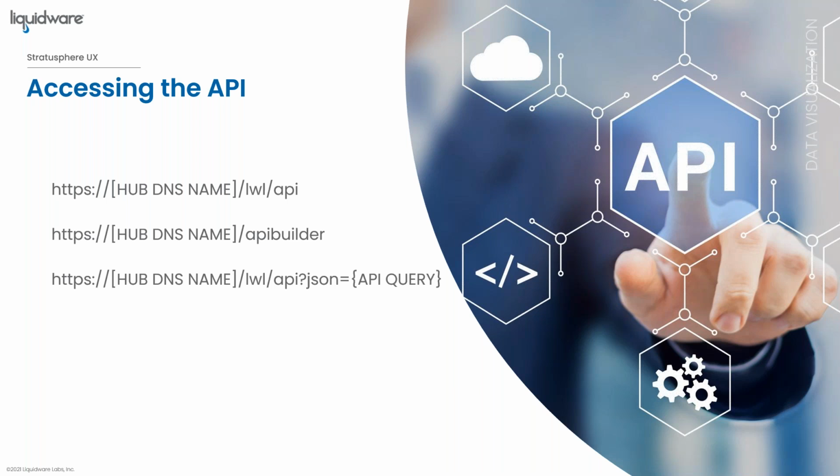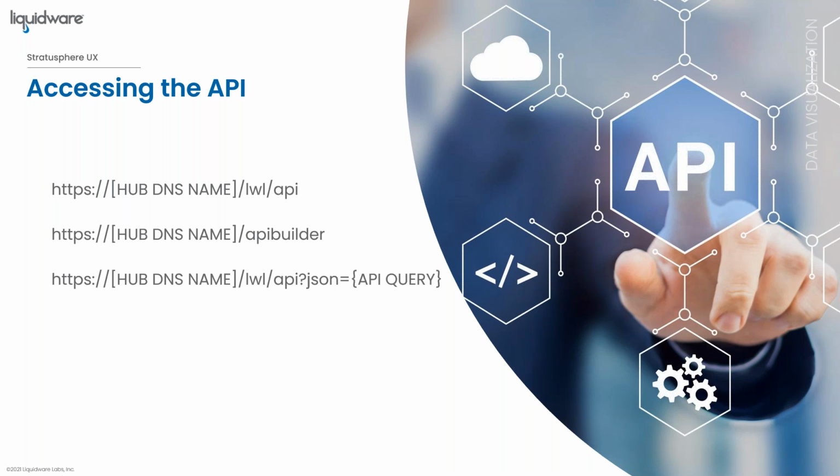Accessing the API, talking about which, if there's one screen you want to remember throughout the whole presentation, this is the one. You basically have three links, and really two links you want to remember. The most important is probably the one in the middle. Open a web browser, put the IP or DNS name of Stratosphere /API builder, and that'll bring up the visual side of the API. That's where the API becomes real. Actually, it's a GUI in front of the API, if you want, to build your API queries.